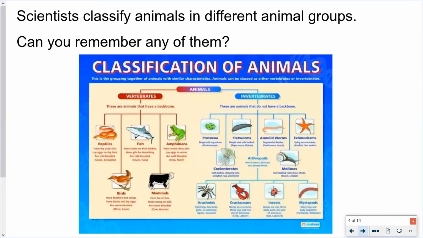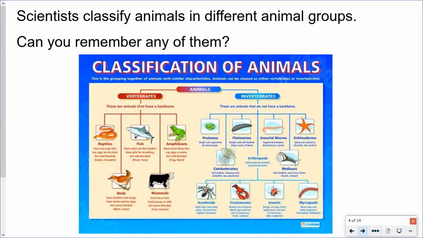Now, reflect back on your prior learning. Can you remember the different animal groups that scientists classify animals into? What groups can you remember? Take a minute to think. Fantastic, thank you for telling me. Scientists, first of all, classify animals into vertebrates and invertebrates.